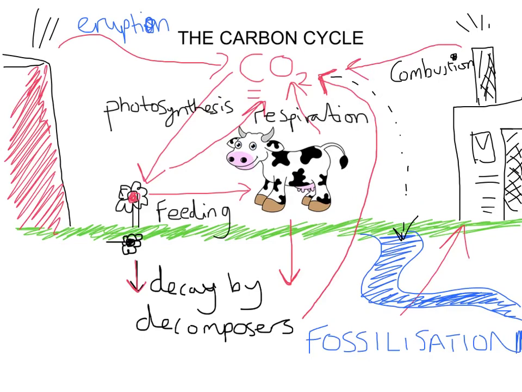Now, like I said, the essential part of the carbon cycle is in the centre with photosynthesis, respiration, feeding, and also decay by decomposers, putting carbon into the ground. But we do have the few other extras, so carbon dioxide dissolving in the water, combustion in the power station, and volcanic eruptions. Okay, hope that helps.